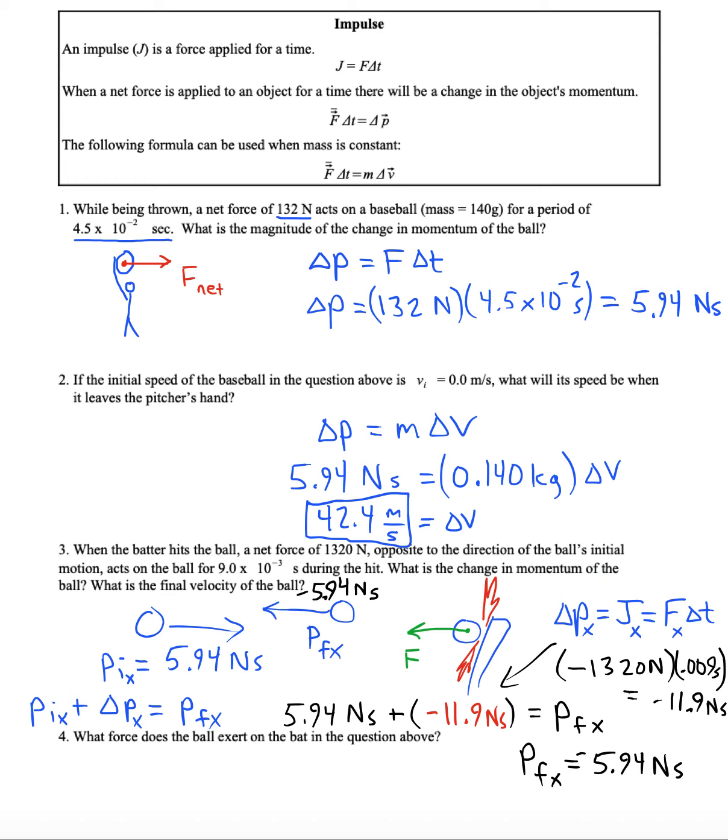All right, the final question here is, what force does the ball exert on the bat in the question above? Well, by Newton's third law, if the bat strikes the ball applying a force F of 1320 newtons, then the ball will also push on the bat in the opposite direction with 1320 newtons. That's Newton's third law, equal and opposite forces. There we go.